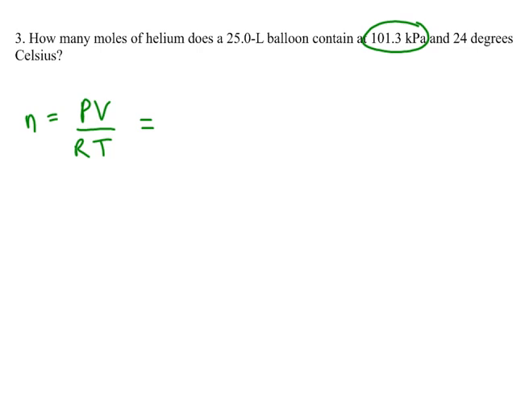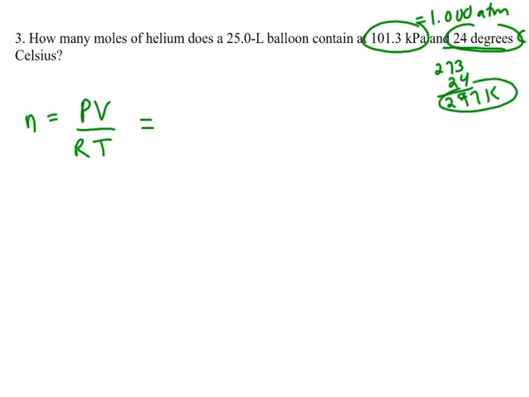The pressure is given to us at 101.3 kPa. You'll recognize that to be standard pressure, which is equal to 1.000 atmospheres. So that was an easy conversion to think about. Now 24 degrees Celsius. If you add 273 and 24 to get your Kelvin, you will see that this is 297 Kelvin. Okay, so we want to make sure we use that temperature.